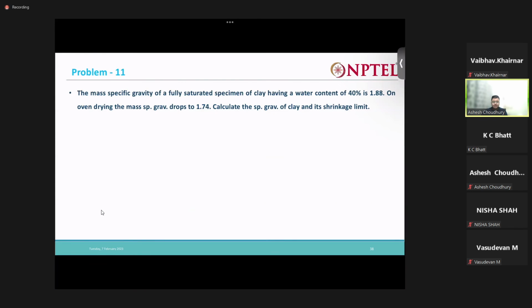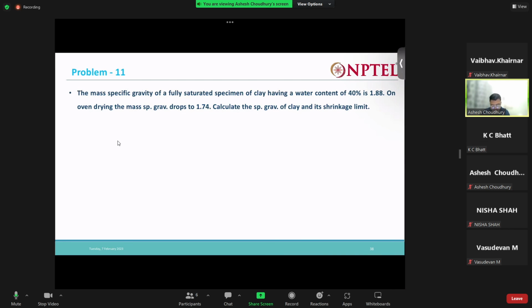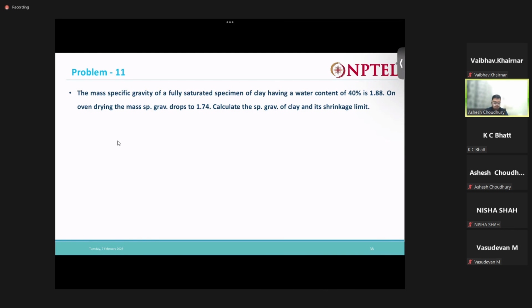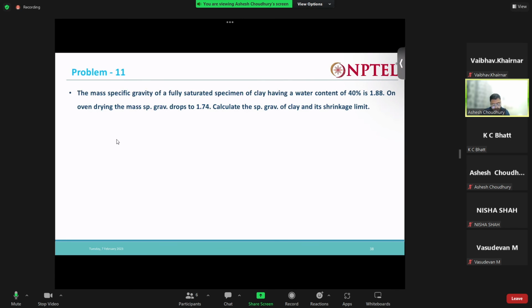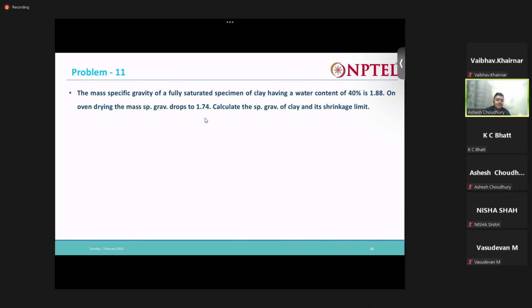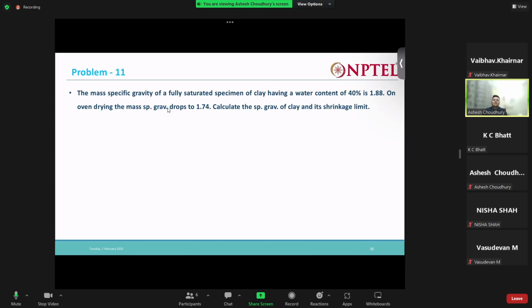The mass specific gravity of a fully saturated specimen of clay having a water content of 40% is 1.88. So you have a fully saturated specimen whose water content and specific gravity are given. Also, it is given that on oven drying the mass specific gravity reduces. Obviously, when you dry the sample, the water is going out, so the specific gravity of the overall mass will reduce. The specific gravity drops from 1.88 to 1.74. Using these data, we need to calculate the specific gravity of clay and its shrinkage limit.